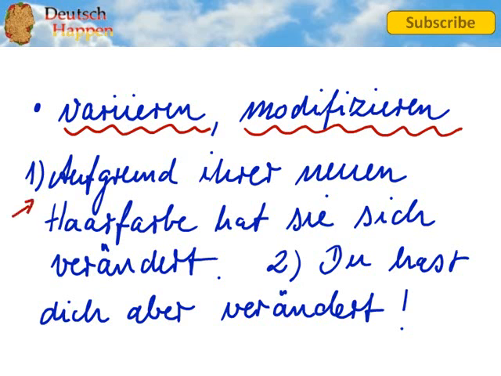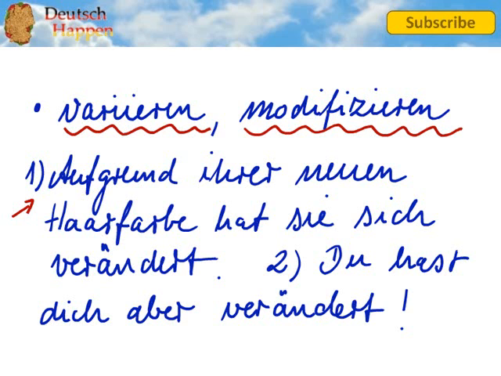Let's get into our first example. Aufgrund ihrer neuen Haarfarbe hat sie sich verändert. So aufgrund, because of her new hair color, she changed a lot. Or she changed, as I didn't put a lot. The explanation, once again: her hair color is different. Maybe she was brown and now she is blonde, but she is still the same person.